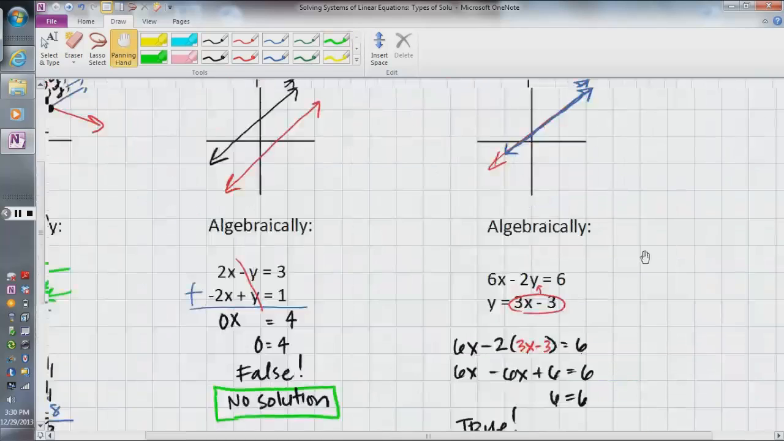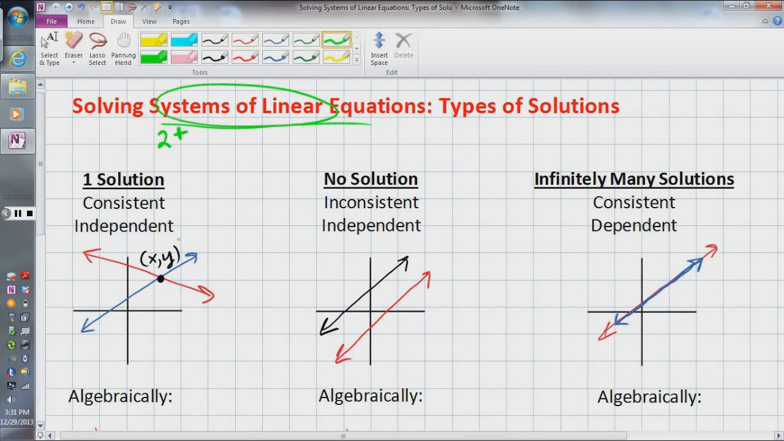And then we have this language: consistent independent, inconsistent independent, consistent dependent. I'd like you to think of this terminology. We're going to look at consistent and inconsistent. I always think of consistent as a solution exists. Well, we can see that a solution exists if there's one solution or infinitely many solutions. Those types of systems are considered consistent because there is a solution.